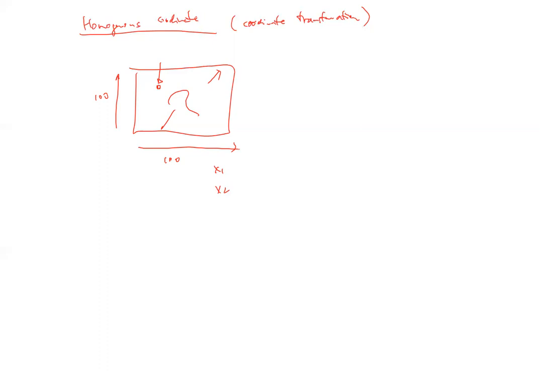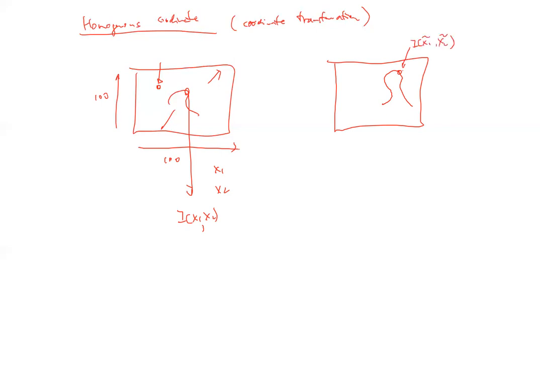For one of the points here, maybe this pixel intensity, this is I(x1, x2). Now, after this translation, the image will move, maybe the whole scene to something here. The same pixel now goes to here. Of course, the intensity is the same, but it's not x1, x2 anymore. This is, let's say, I(x1 tilde, x2 tilde).